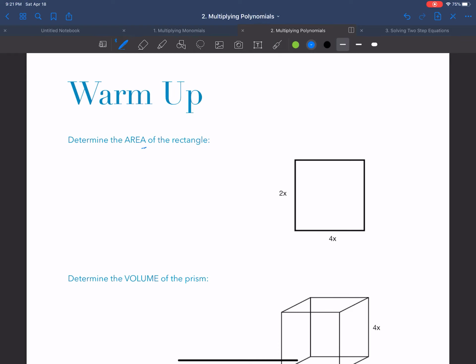I want to find the area of this rectangle. So I would do length times width, side times side. So 2x times 4x. Now I'm not going to get a nice number like 12 or something like that. It's going to be an expression. So I'm multiplying these 2 things. And I do number times number, letter times letter. 2 times 4 is 8. X times x is x squared. So the area of this is 8x squared.